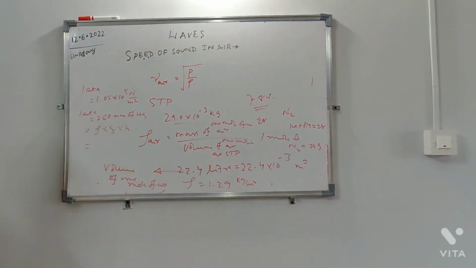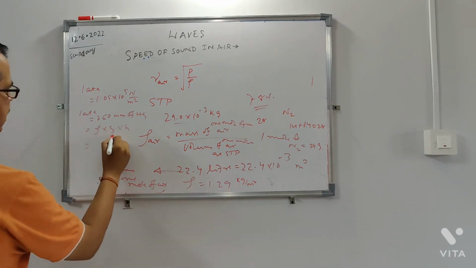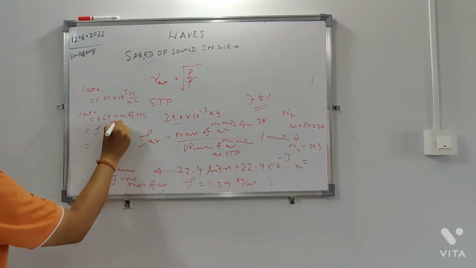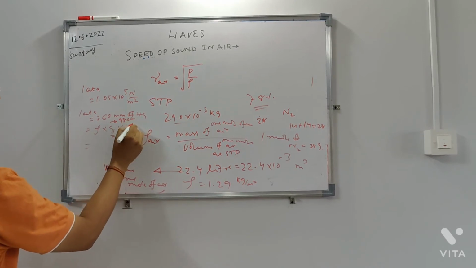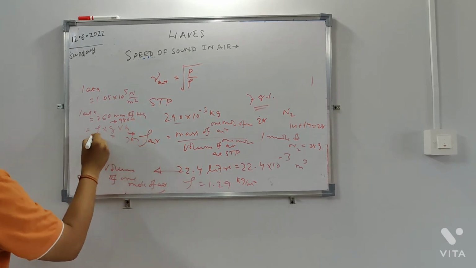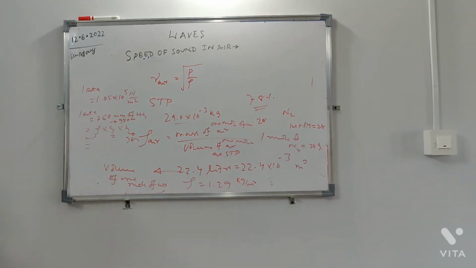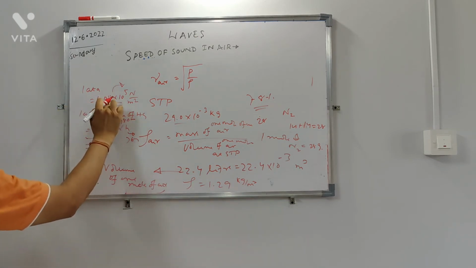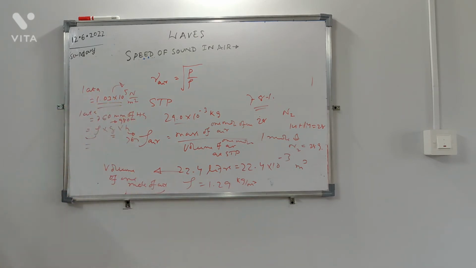So knowing this, the g value, which is 980 cm per second square, and the height 760 mm, and the density value, you will find out your atmospheric pressure. So just remember this one, 1.013 into 10 to the power 5. This is your atmospheric pressure at sea level. STP is nothing but pressure and density at sea level.